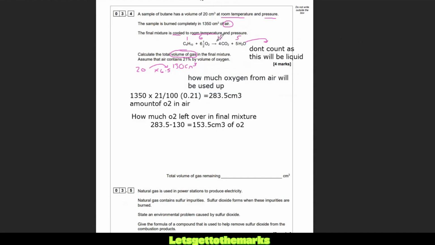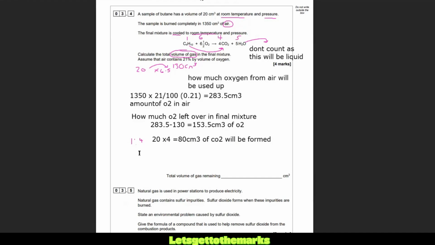Let's work out how much of this we're going to make. Well, we know we've got 20 of that. So we're going to go 1 to 4. So because it's 1 to 4, we're going to go 20 times 4 equals 80 centimeter cubed of CO2 will be formed. So it's easier to work it out from the amount of butane made. We know butane's the limiting reactant. There's only 20 centimeters of it. So the max carbon dioxide we can make is 80 centimeters.